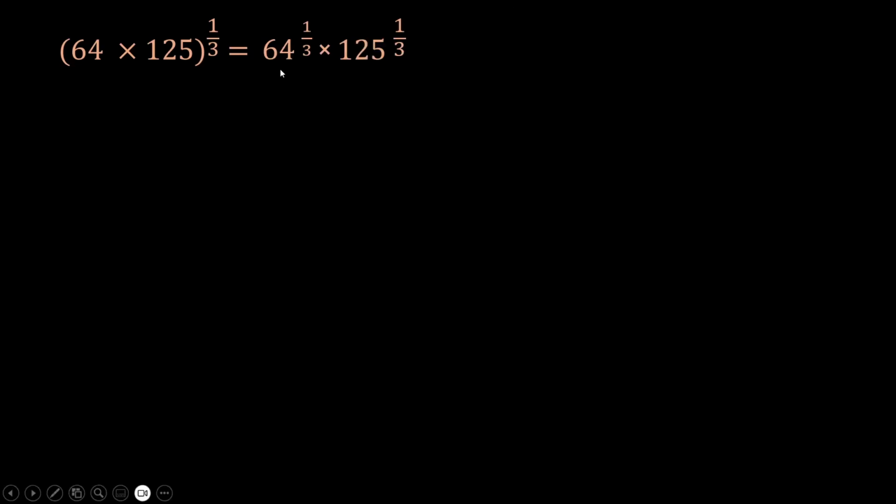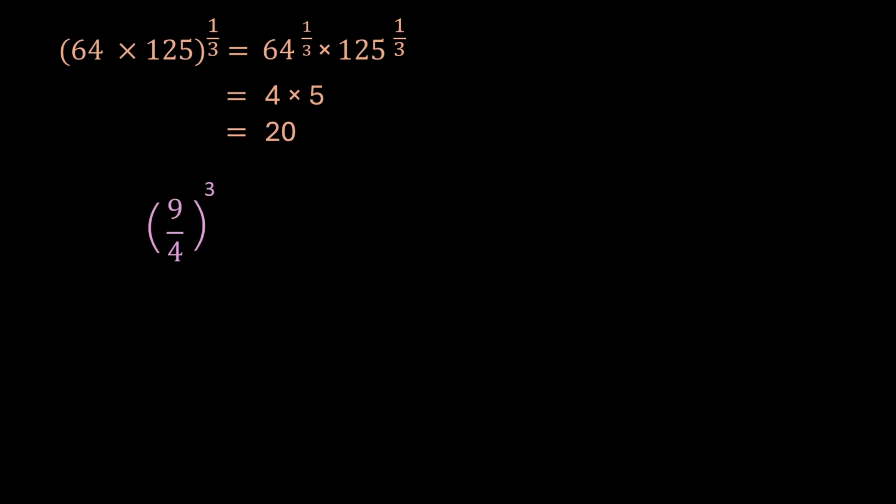For example, if we need to find the value of this, we know we can use the identity over here, and this will be equal to cube root of 64 into cube root of 125. Now, the cube root of 64 is 4 and the cube root of 125 is 5. So, 4 into 5, that is 20. Becomes easier, right?